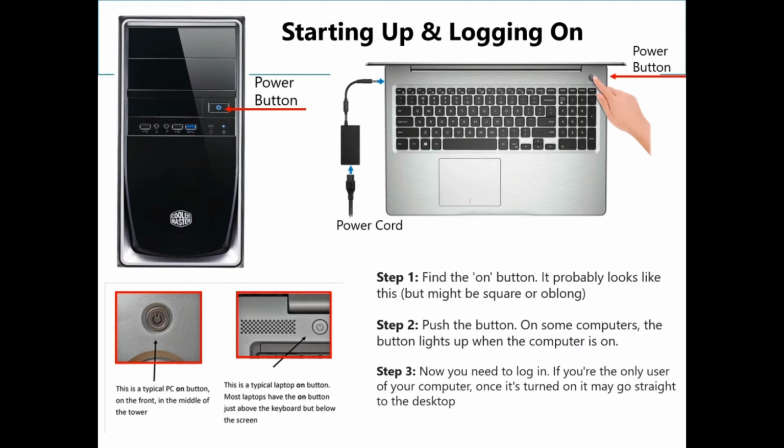Now the power button could be in usually two different places. It's usually either at the top of the tower or on the front. And on your laptop, it's usually on the top right hand or left hand side of your screen. Sometimes it's within the keys, but usually it's on the top left or the top right. And follow these steps as we go through the course for you to turn on your computer.